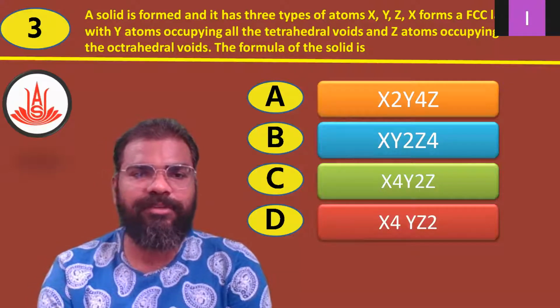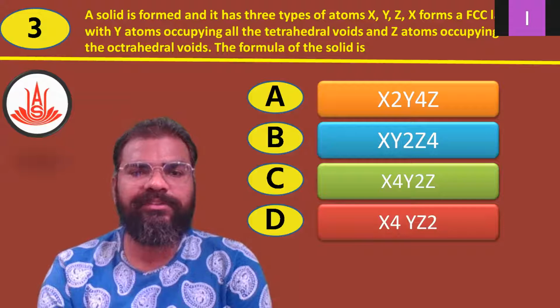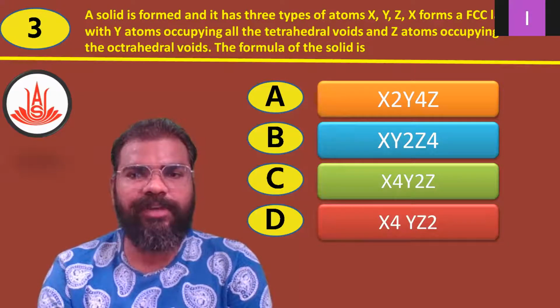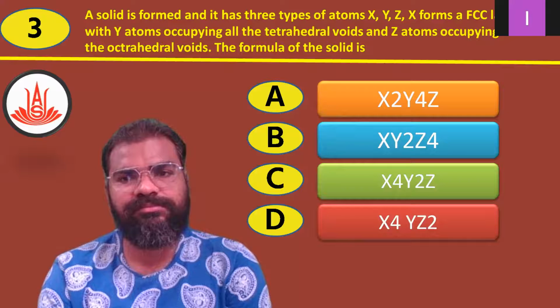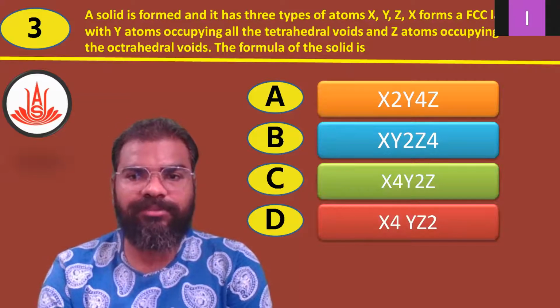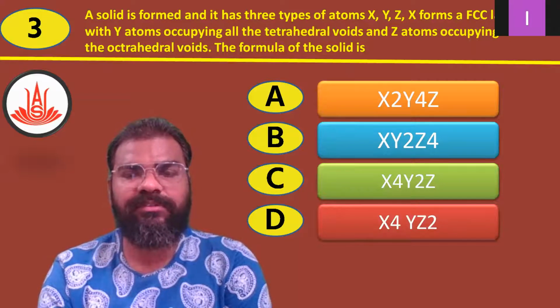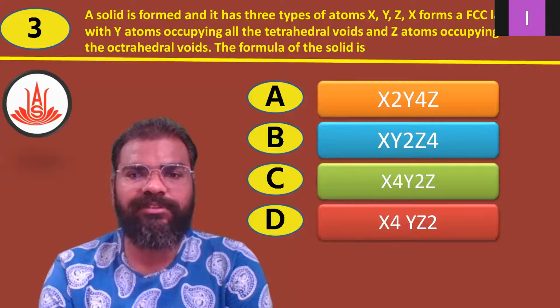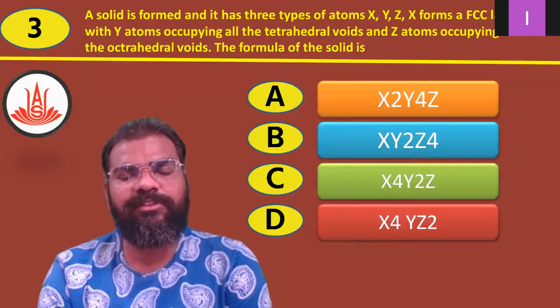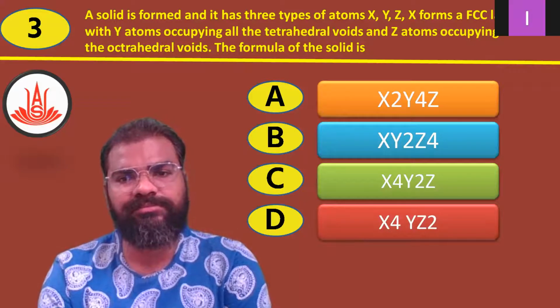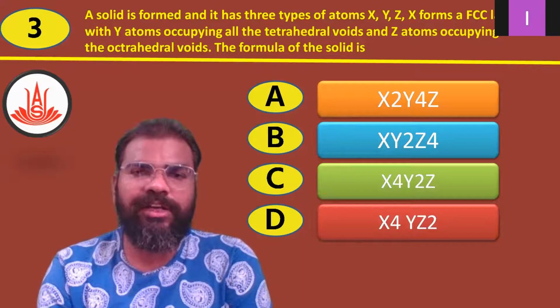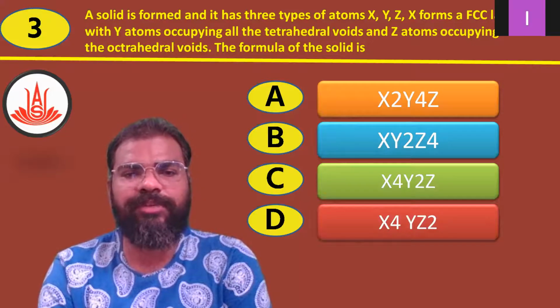A solid is formed and it has 3 types of atoms: capital X, capital Y and capital Z. Capital X forms a FCC lattice, face centered cubic, with Y atoms occupying all the tetrahedral voids. जितने भी tetrahedral void हैं वो सभी को Y atom occupy कर रहा है. And Z atoms occupying the half of the octahedral void. Octahedral के half को Z atom occupy कर रहा है.